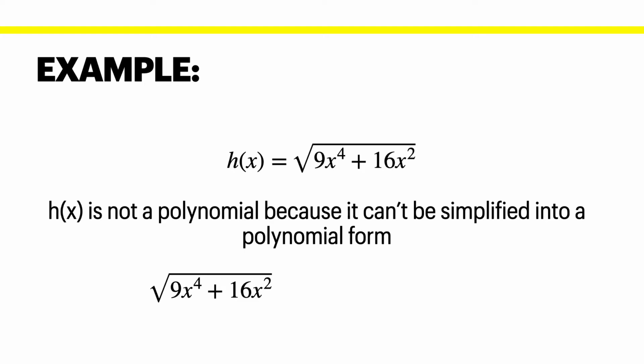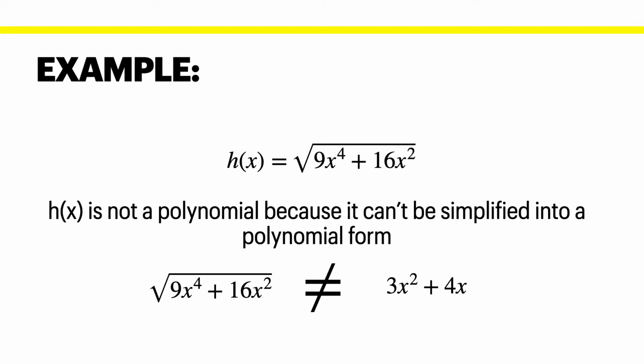Let's look at this. If we try to carry out the square root into the whole term, this will not be equal to 3x squared plus 4x, which is the square root of each of the terms. That's not the case. It's a wrong process. It doesn't equate to that.